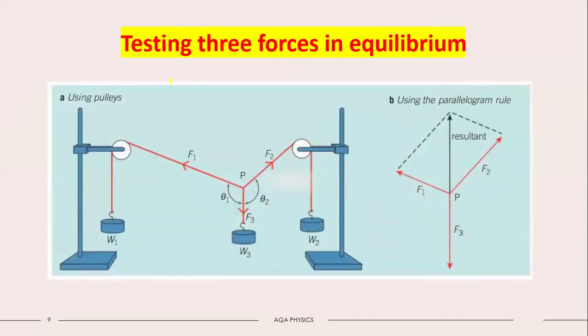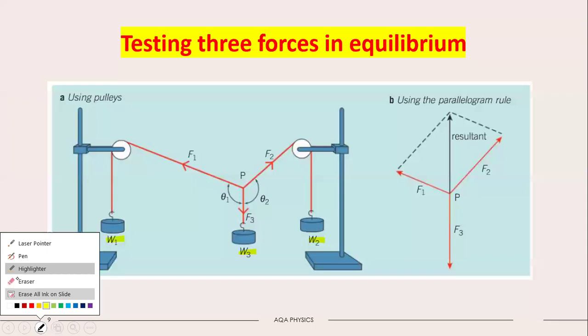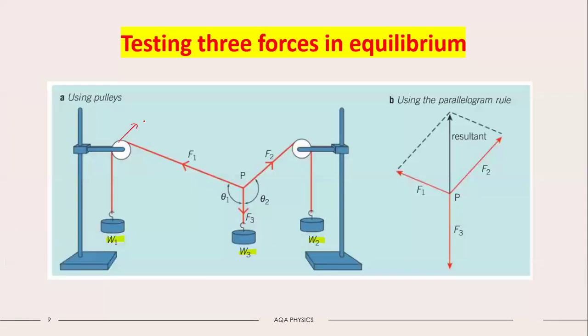Okay, looking at another thing, which is testing three forces in equilibrium. You can look at the example. This is a setup of three weights, W1, W2, and W3. These three weights are hung with the help of some pulleys. Let's say these are the pulleys. So this is the first pulley, and this is the second pulley. A pulley is just a wheel with a slot through which the string passes, and we can make the movement of the object.